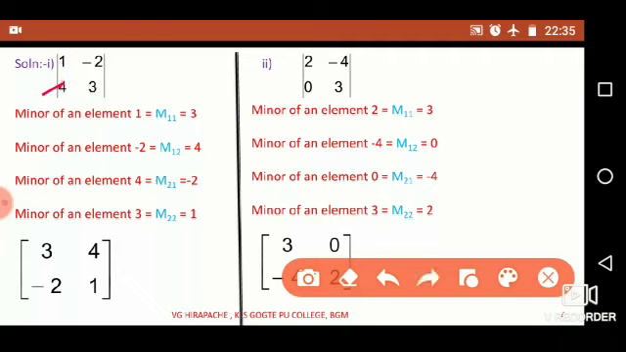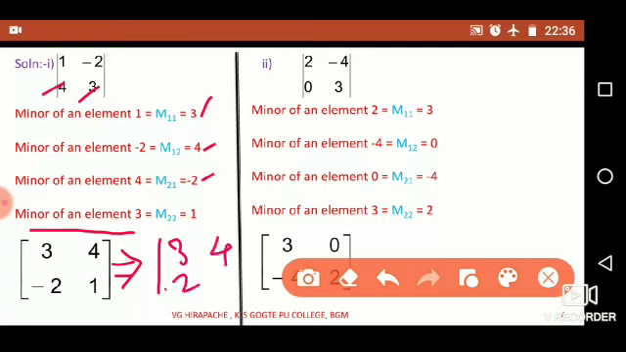Likewise, the minor of the last element of the same determinant, the element 3, lies in the second row, second column. Deleting the row and column consisting of 3, we are left with 1. Therefore, the minor of 3 is 1. Now, the same elements we can write in matrix form or determinant form. The minor of 1 is 3, the minor of minus 2 is 4, the minor of 4 is minus 2, and the minor of 3 is 1. This is the minor of each element of the given determinant.